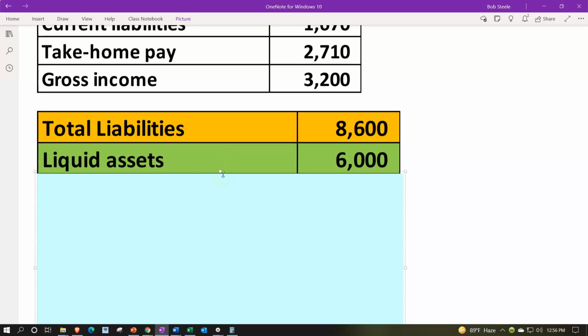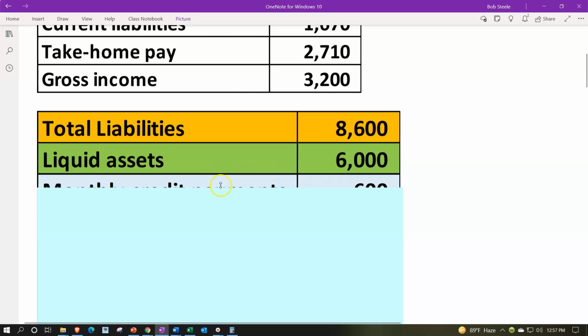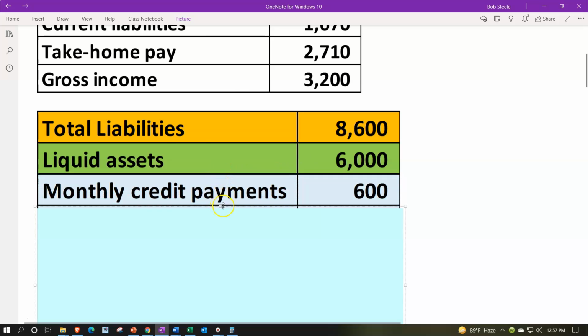So in any case, we've got the liquid assets. That's another category. That's going to be the 6,000. It's green because it's going to be an asset. We've got the monthly credit payments. Now, this is one where it's a monthly payment, so it's going to come out of our checking account. So when we make our cash basis income statement, it's going to be a decrease, or coming out.